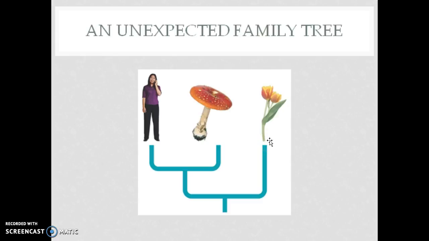The closer two organisms are in relation to one another, the closer a common ancestor they will have. And where these branches would be, that would be where a common ancestor would be located. Do we have a common ancestor with plants? Yes, we do, back down here. However, we are more closely related to mushrooms because we have a more recent common ancestor.